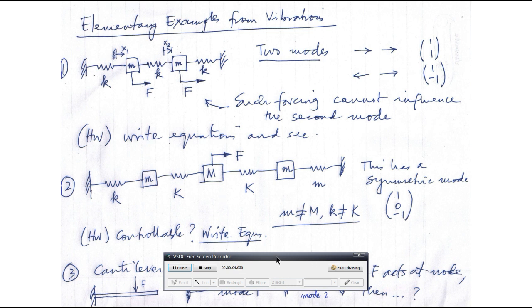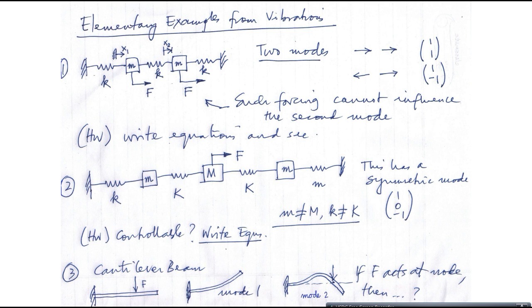Okay, now I am starting with controllability again. So here are a couple of elementary examples from vibrations, 3 examples. Think of this system here, x1 and x2 are 2 degrees of freedom. These springs are the same and these masses are the same for helping your intuition.